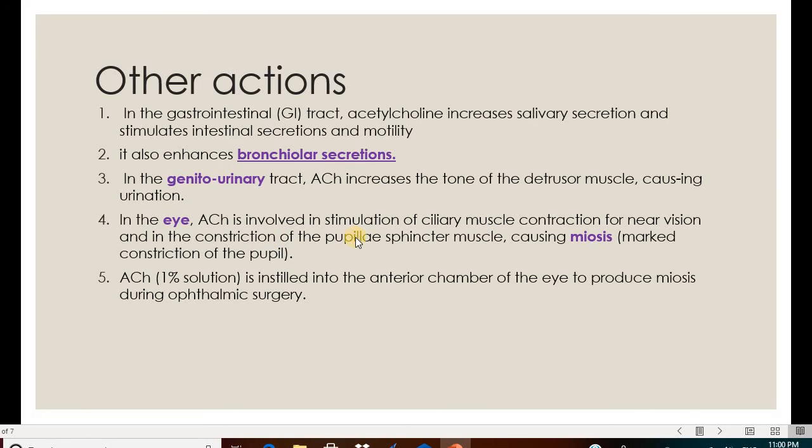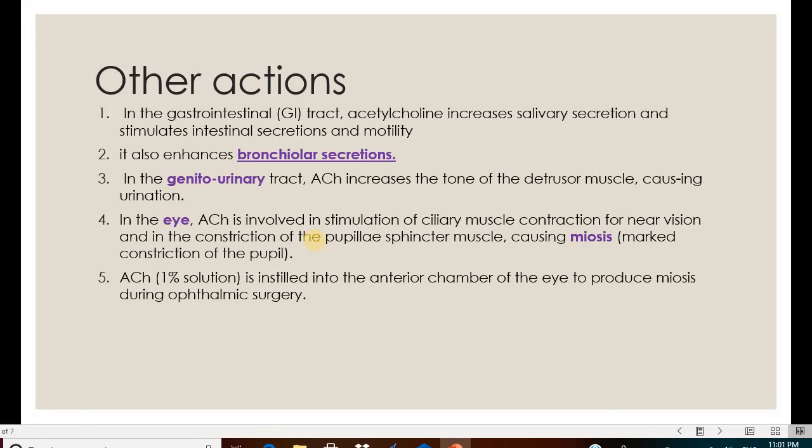In the eye, acetylcholine is involved in stimulation of ciliary muscle contraction for near vision and in the constriction of pupillary sphincter muscles causing miosis, marked constriction of the pupil. Miosis means कंस्ट्रक्शन ऑफ द प्यूपिल। जो आई के अंदर जो एसिटाइलकोलिन है वो मियोसिस कराता है, मतलब प्यूपिल को कंस्ट्रक्ट कराता है। इसके अलावा स्टिमुलेशन ऑफ द सिलियरी मसल्स करता है, कॉन्ट्रैक्शन फॉर द नियर विजन एंड द कंस्ट्रक्शन ऑफ द प्यूपिलरी स्फिंक्टर मसल्स। So acetylcholine is responsible for miosis.